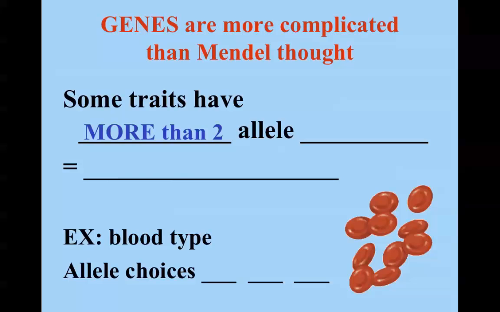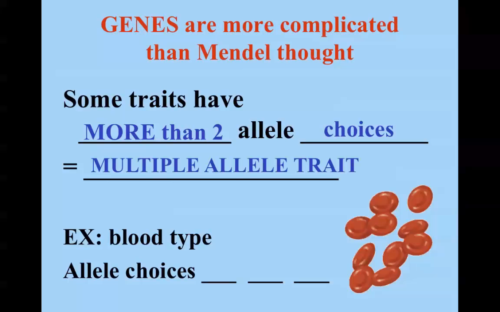Some traits have more than just two alleles. So if you're thinking about maybe a pea plant, tall versus short pea plants, we have the dominant T allele and the recessive t allele, and the parent plant just has the two alleles. So they have more than just two allele choices, and that is what we call a multiple allele trait. So an example of that would be our blood types. So we have different allele choices. You have A, you have B, or you have O. So a multiple allele trait, more than just one type or two types of alleles.